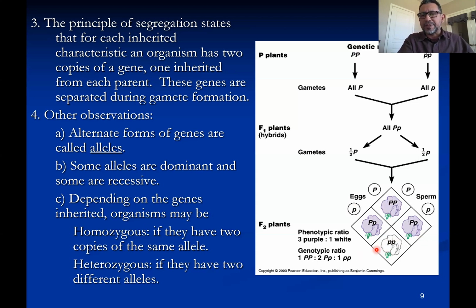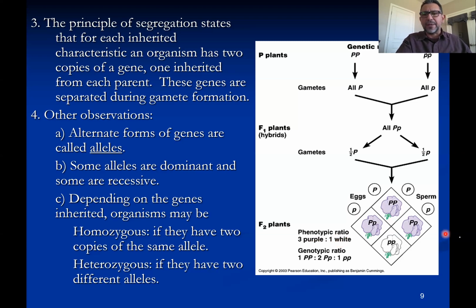And this is how we end up with these ratios of 3 to 1. The 3 to 1 means 3 purple to 1 white. That's talking in terms of the color of the flowers. And because we're talking about a physical characteristic, this is going to be the phenotypic ratio. The phenotypic ratio is 3 purple flower plants to 1 white flower plant.